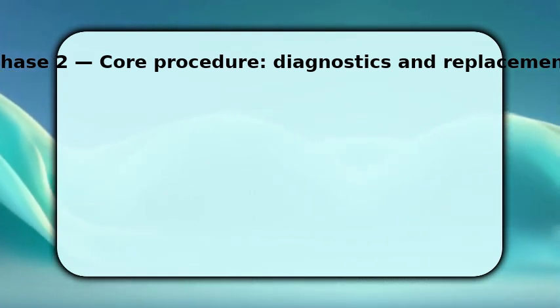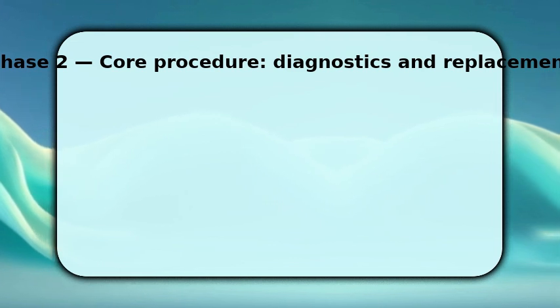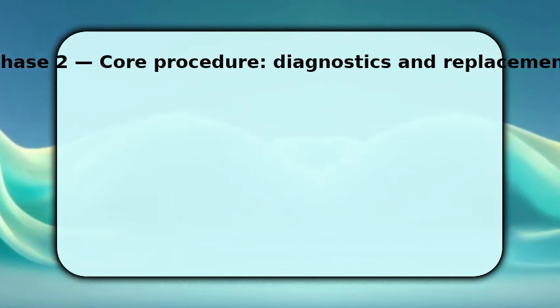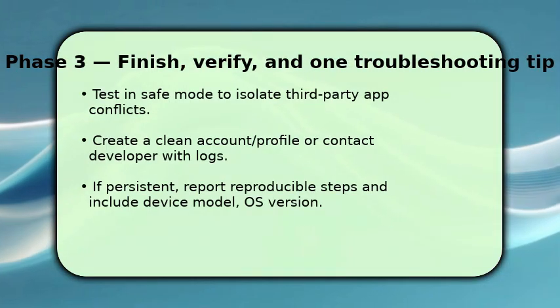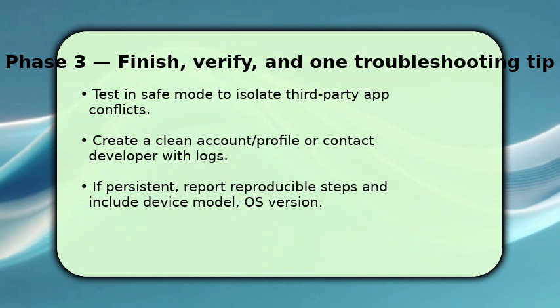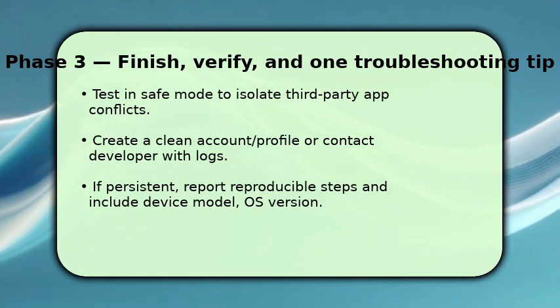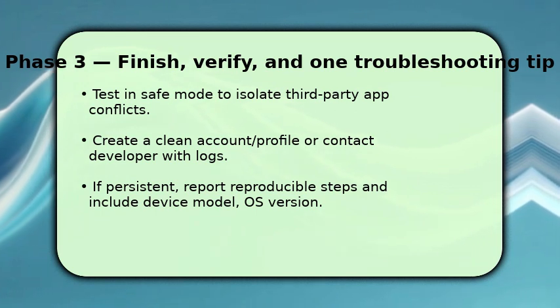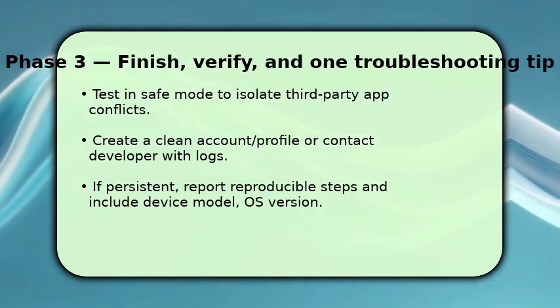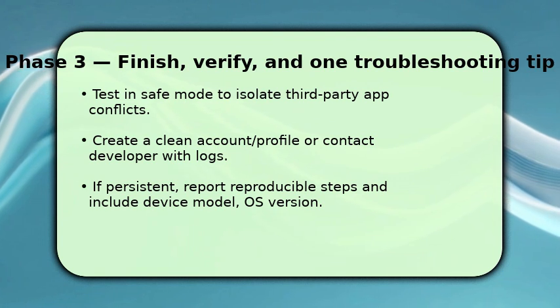Once reinstalled, open the app and watch logs or notification prompts. Finish by isolating external causes. Boot into safe mode to see if third-party apps cause the closure. If the app runs fine there, disable recently installed apps. If problems persist, create a clean user profile or temporary account to rule out profile corruption, then test again.